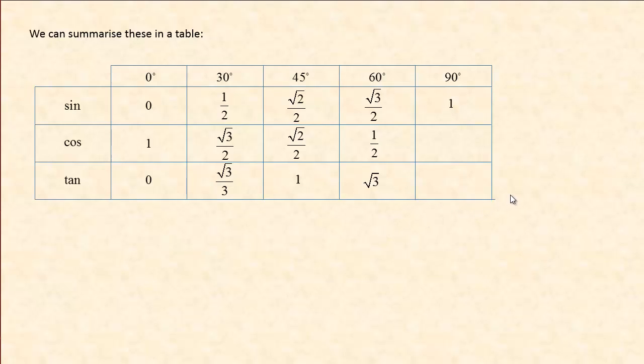Sine of 90 degrees is 1. Cos of 90 degrees is 0. And the tan of 90 degrees is undefined. Don't worry about that just for the moment.